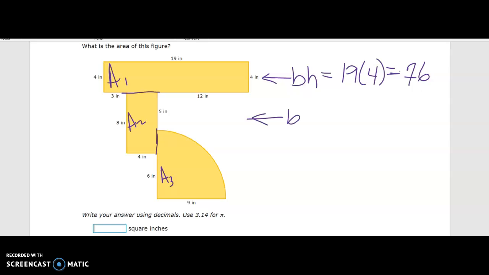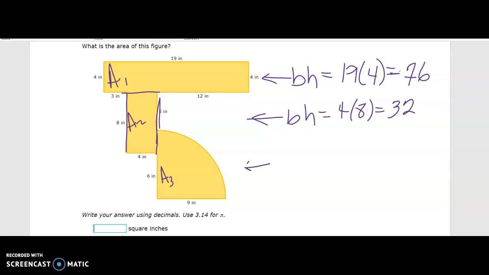And then base times height of this one. The base is 4. Now what's the height? Is the height 8? 5? The height is 8 because it's the whole thing. 5 is just that part of it. So we have 8 and then we have 32.